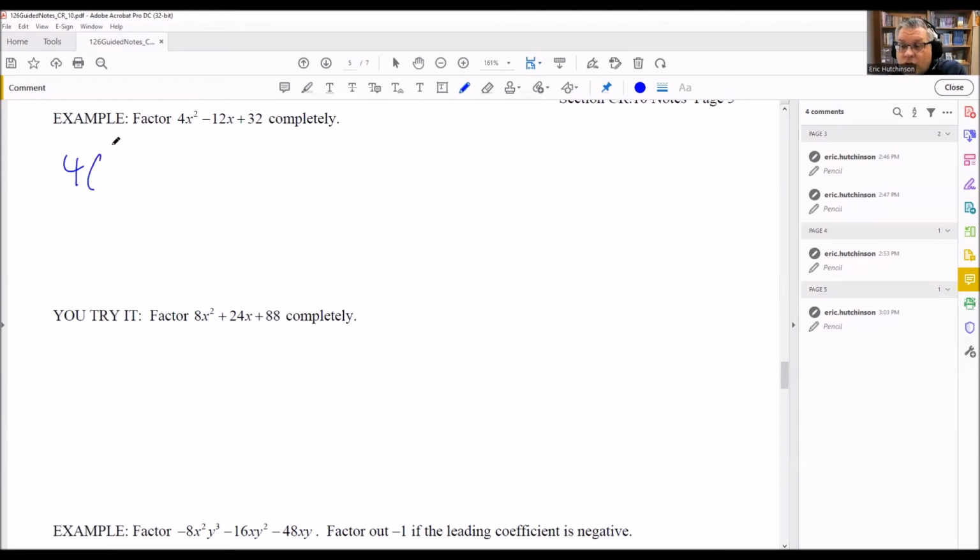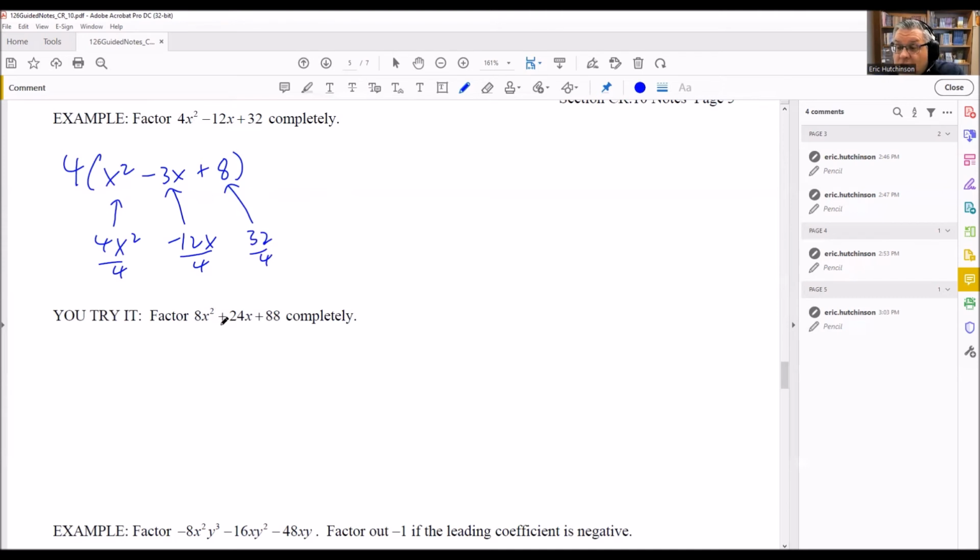Okay, so now 4x squared divided by 4 is going to be x squared. Next, for the middle term, we have negative 12x divided by 4, and that's going to be negative 3x. And then the very last one over here, I have 32 divided by 4, which would be plus 8. So this would be the full answer, 4 times all this quantity inside the parentheses, and that's as far as you'd be able to go with that one.